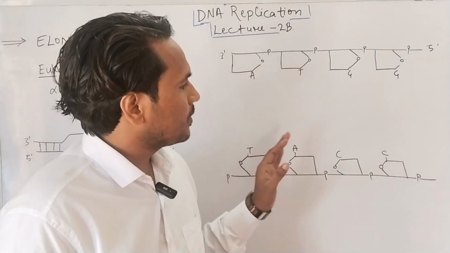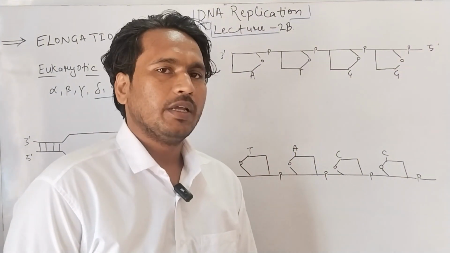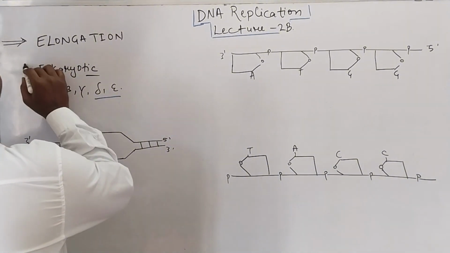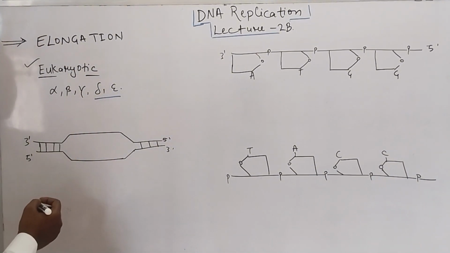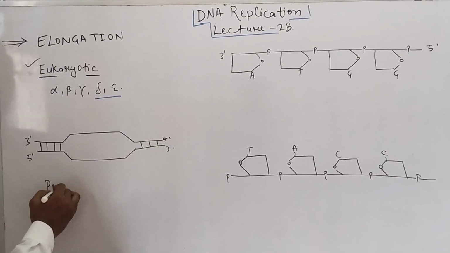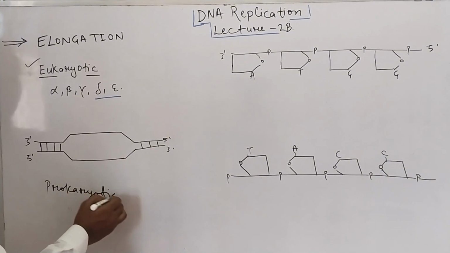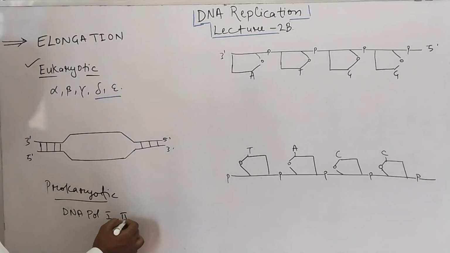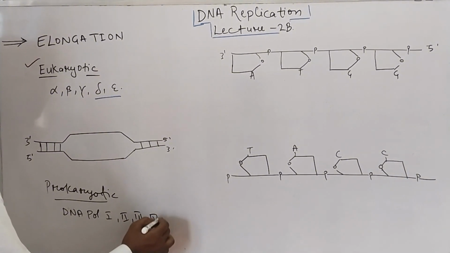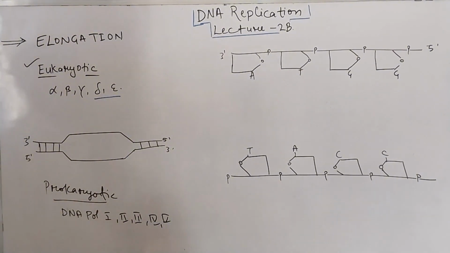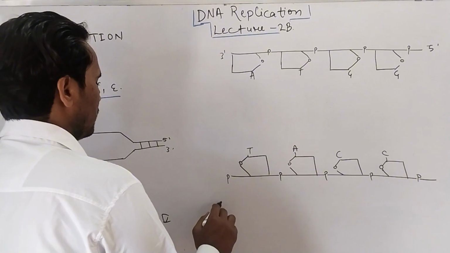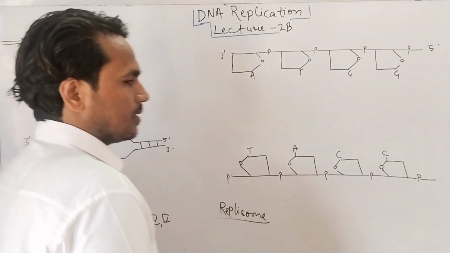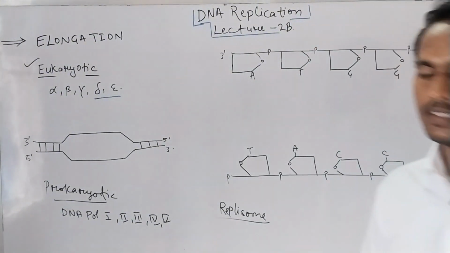In elongation, we are going to see how the primer is working and what is the role of DNA polymerase 1, 2, and 3. So we will discuss the eukaryotic DNA polymerase, the enzymes involved, and then the prokaryotic DNA polymerase. We'll talk about DNA polymerase 1, 2, 3, 4, 5. We'll talk about the basic concept, the primosome, the replisome, and how the primer puts in the new nucleotides.